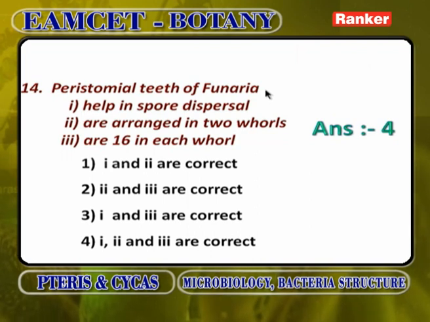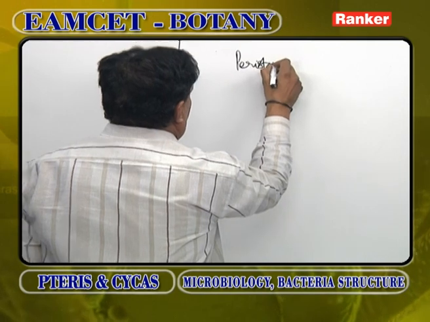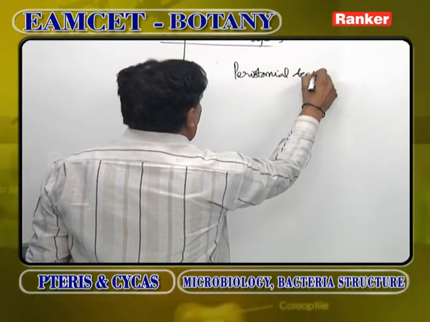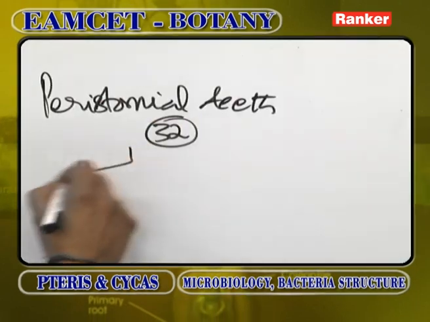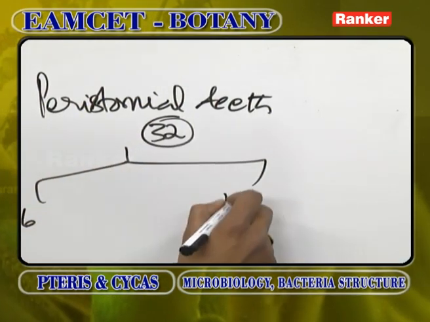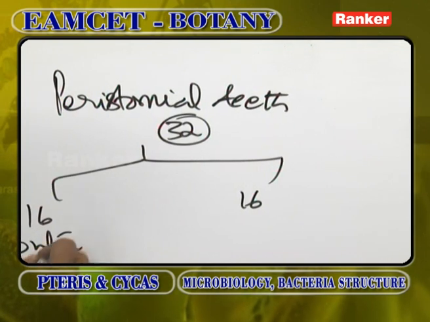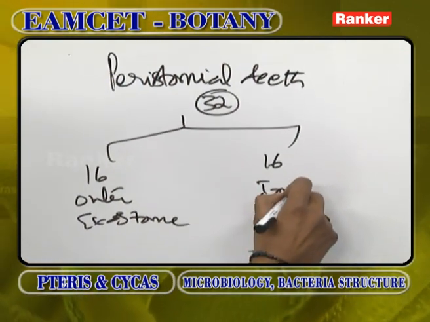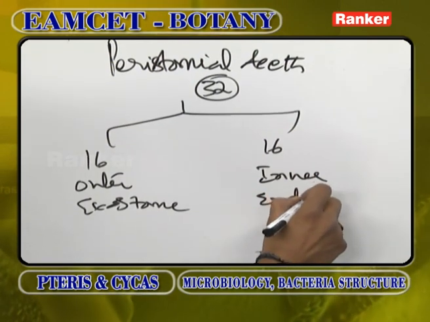Peristomial teeth of Funaria help in spore dispersal and are arranged in two rows. They are 16 in each row. So, peristomial teeth in the Funaria capsule number 32. They are arranged in two groups of 16 each. The outer 16 are called the exostome, the inner 16 are called the endostome.